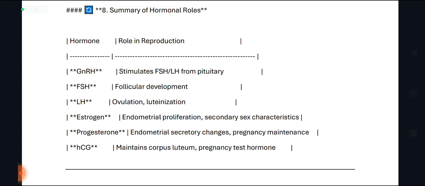Estrogen is responsible for endometrial proliferation, secondary sexual characteristics. Progesterone is responsible for endometrial secretory changes and pregnancy maintenance. HCG is responsible for maintenance of corpus luteum, and this is also used as a pregnancy test hormone.